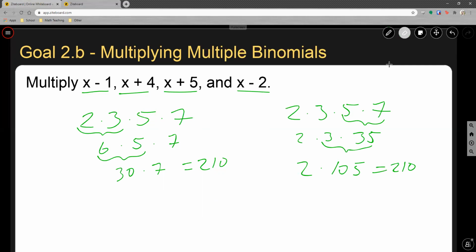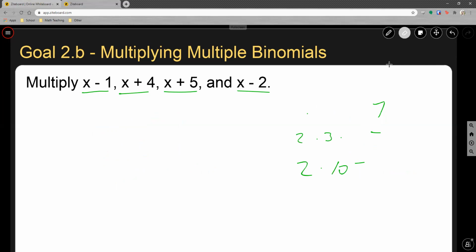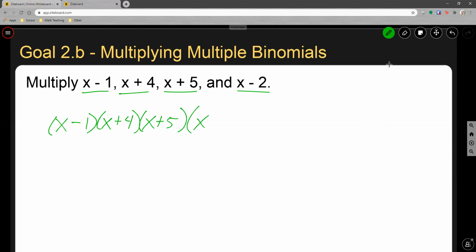So the same thing holds true when we're multiplying binomials. I'm going to erase this here. I can erase all this. All right, so I've basically got this situation. X minus 1 times x plus 4 times x plus 5 times x minus 2. Well, I can just pick any two I want to multiply together. I'm going to pick the first two, just because I like to go from left to right when I multiply if I can. And I'm just going to treat this like its own multiplication problem.